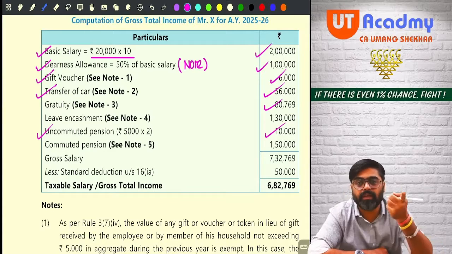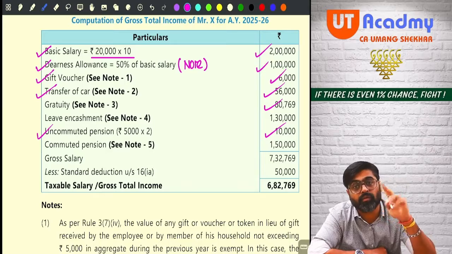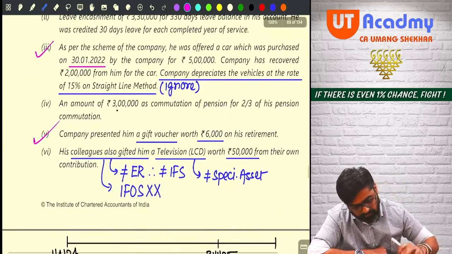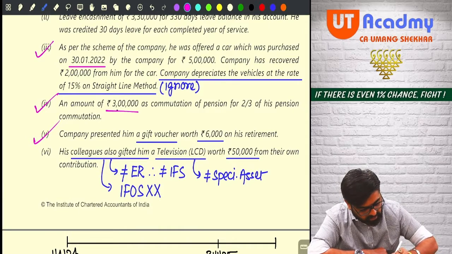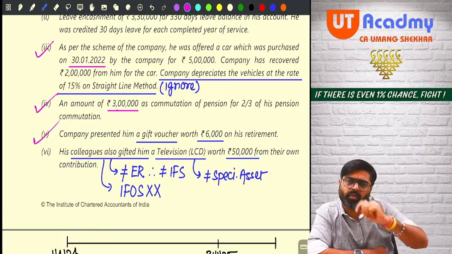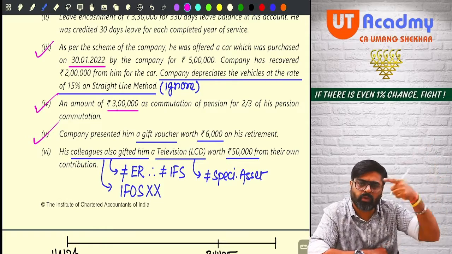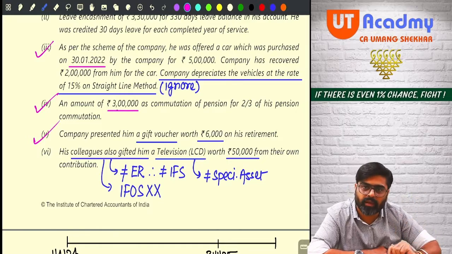Okay. Now, is he receiving commuted pension also? Employee is a non-government employee receiving what? Commuted pension of rupees 3 lakhs. Yes or no? This part. Fourth one. He is getting a commuted pension of 3 lakhs. Full monthly pension commuted or only 2/3 commuted? So from this, can you calculate fully commuted pension?